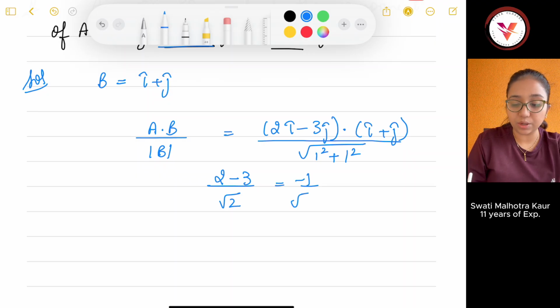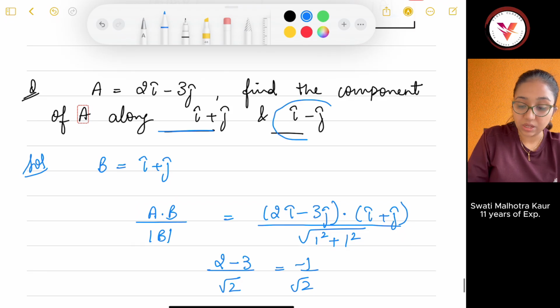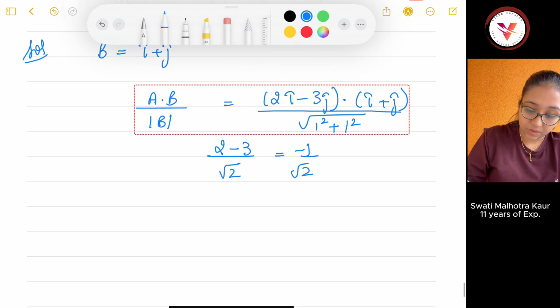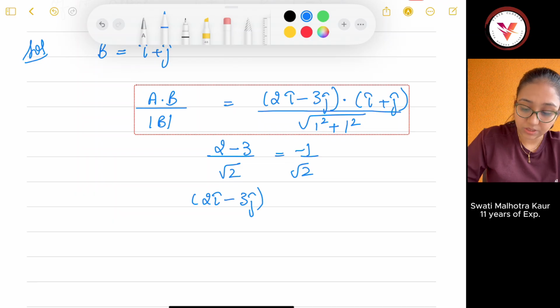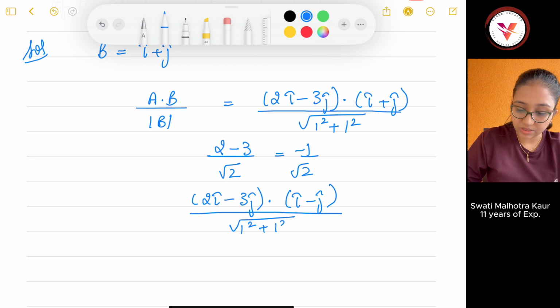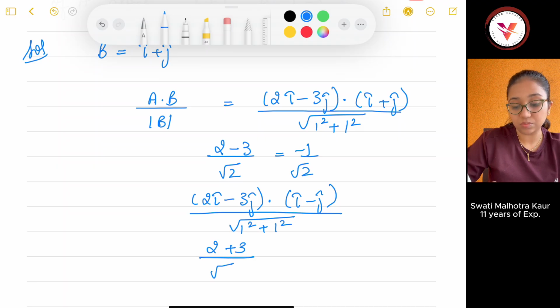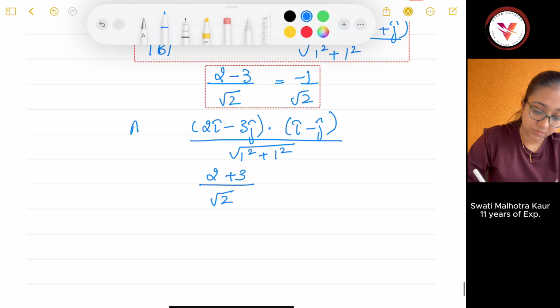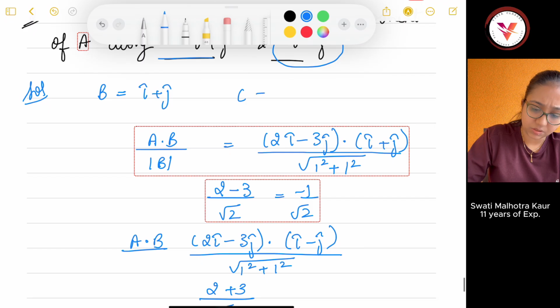And similarly, you can calculate the component along i minus j. You have to put i minus j just here, and the magnitude will remain the same. Dot i minus j, and the magnitude would be 1 square plus minus 1 square, which is 2, root 2. So 2 minus 1 times minus 3 is plus 3, giving 5 over root 2, that is 5 by root 2. Let's take this to be C, i minus j.